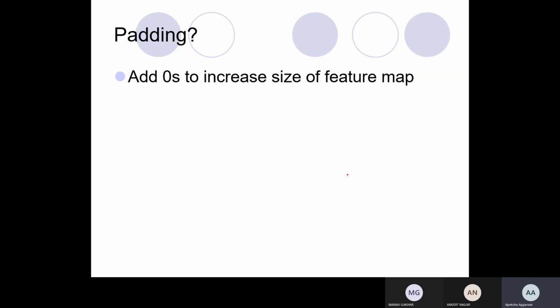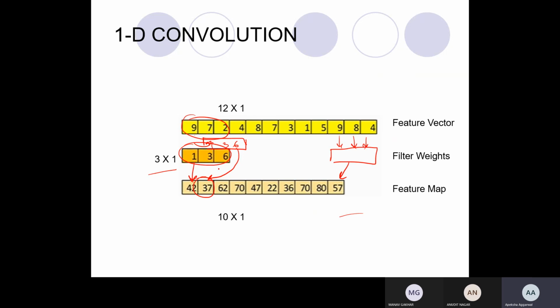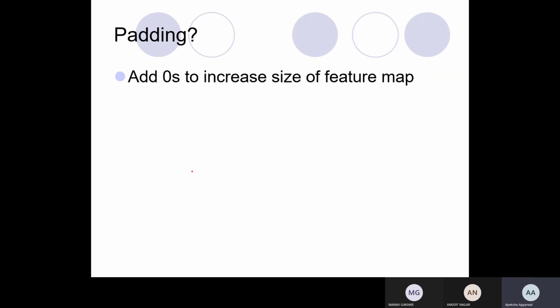Now let's have a look at padding. We don't want the feature map output to shrink as we keep increasing the filter size, so we apply padding. We add zeros to increase the size of the feature map.